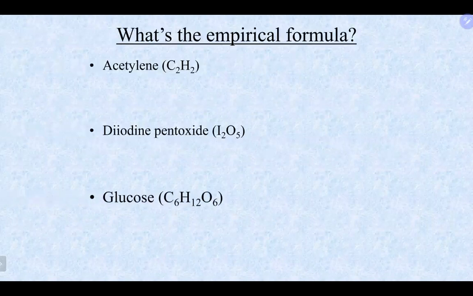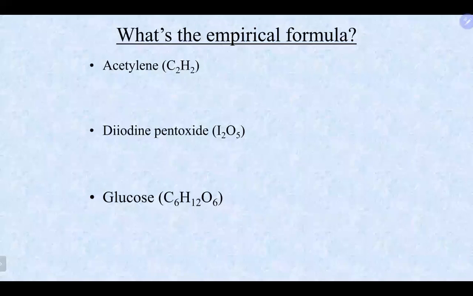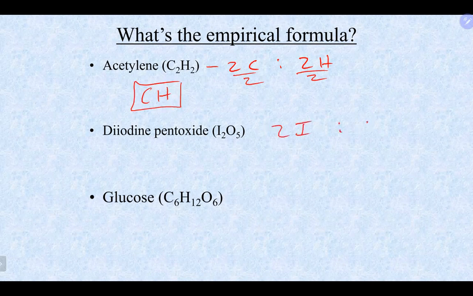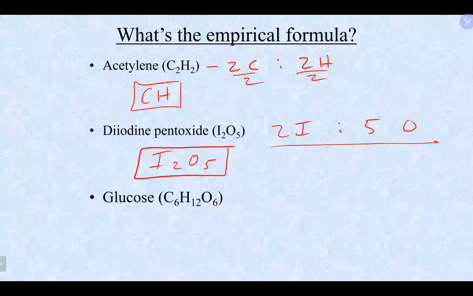So take a second here and figure out the empirical formulas. Okay, let's take a look here. So obviously here in the first case, we have 2 carbons for every 2 hydrogens. That basically is the same thing as a 1-to-1 relationship. You could obviously divide it out by 2. That gives us CH as our empirical formula. For the second one there, that is 2 iodines for every 5 oxygens, and that is pretty much as low as you could go. No way to get a whole number by dividing out anything. So that means this would also be the empirical formula as well.